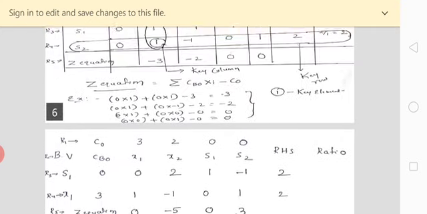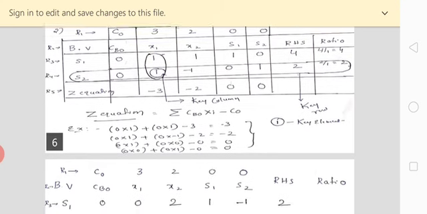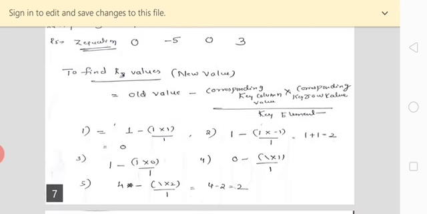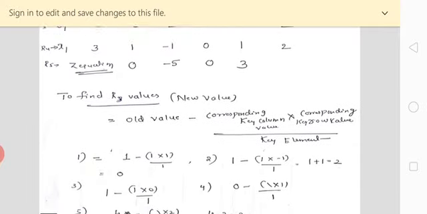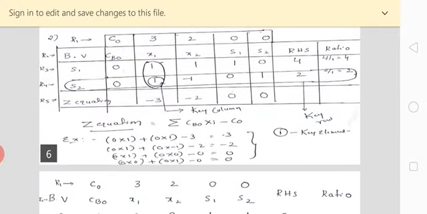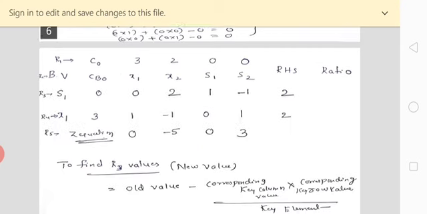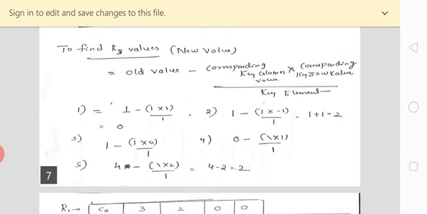Similarly, go for the calculation of s1 now. The old value is 1. The corresponding key column will be 1 and the key row will be here 0. Key row 0 into 1. If you do it, you are going to get 1.